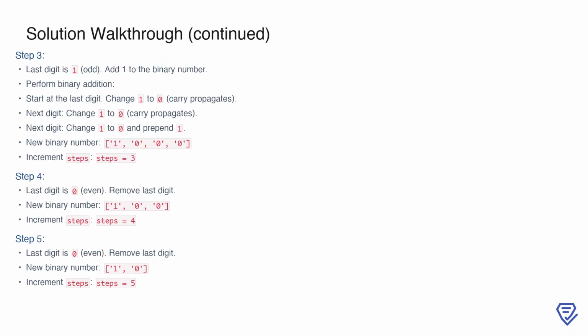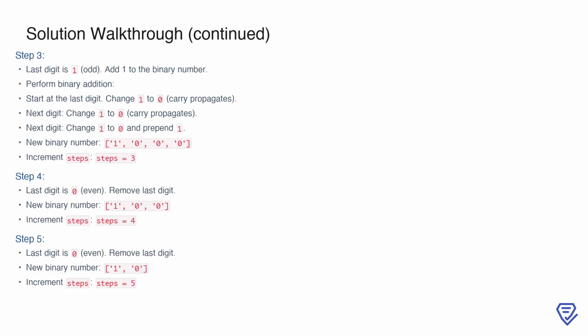In the third step, the binary number ends with 1, which is odd. We add 1 to the binary number again. Starting from the last digit, we change 1 to 0, and the carry propagates. The next digit is also 1, so we change it to 0, and the carry propagates further. Finally, the next digit is 1 as well, so we change it to 0 and prepend 1 to the binary number. The result of this addition is 1, 0, 0, 0. We increment the step counter, making steps equals 3.